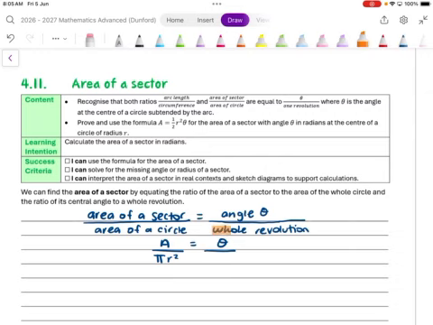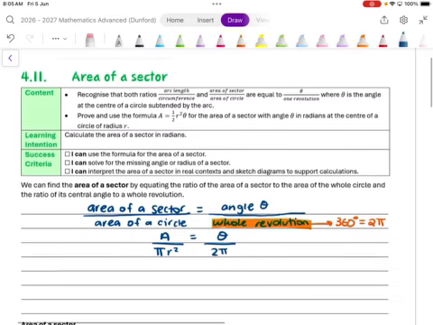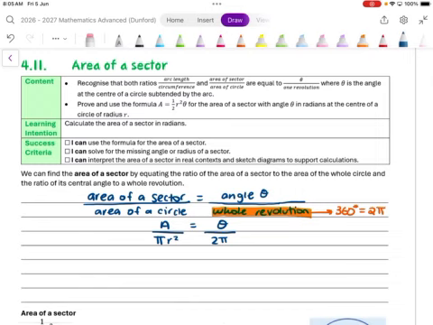So a whole revolution of a circle is how many degrees? 360, which equals 2 pi. So we're going to put our 2 pi there. Now what we do from here is we want to make A the subject of this formula. So we multiply up our pi r squared. So we get A equals theta times pi r squared all over 2 pi.